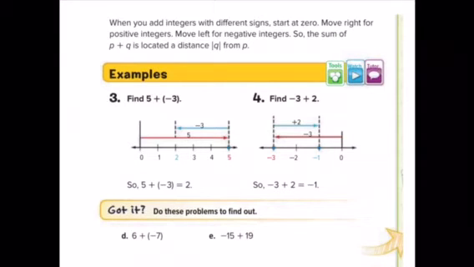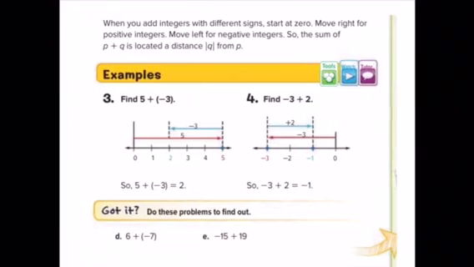Take a look at this graphic here. We start at 0, we're moving all the way up to 5, and then we go back -3, so our answer lands at 2. If you find the difference, 5 minus 3 is 2, and 5 is positive, so 2 is going to be positive.